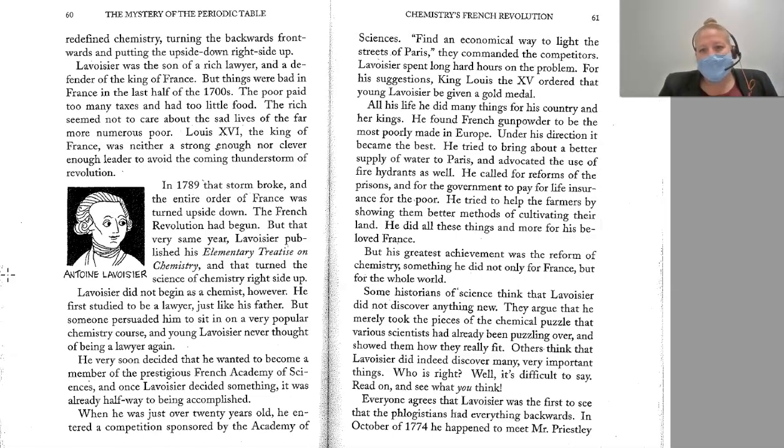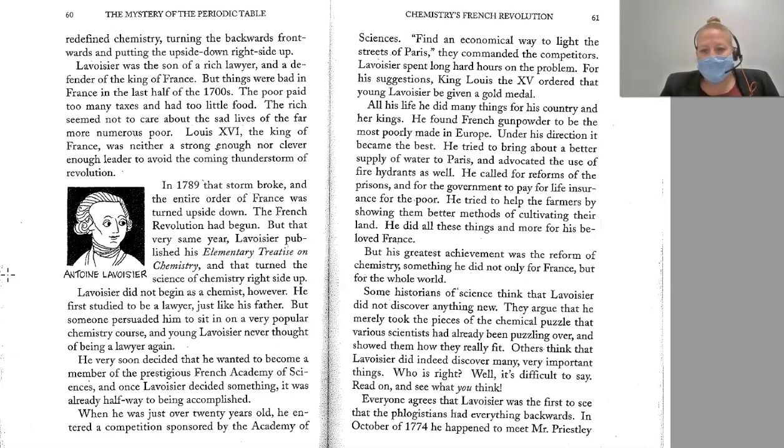He found French gunpowder to be the most poorly made in Europe. Under his direction it became the best. He tried to bring about a better supply of water to Paris, and advocated the use of fire hydrants as well. He called for reforms of the prisons, and for the government to pay for life insurance for the poor. He tried to help the farmers by showing them better methods of cultivating their land. He did all these things and more for his beloved France.